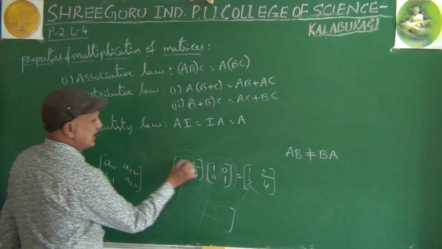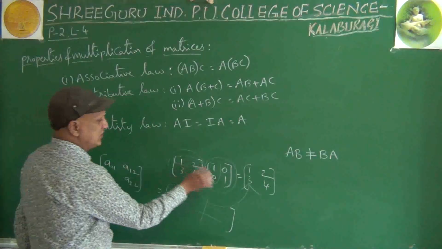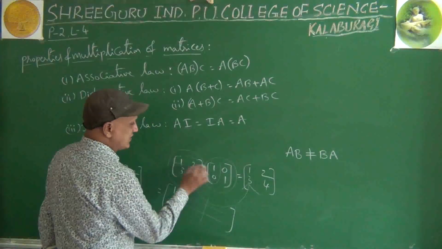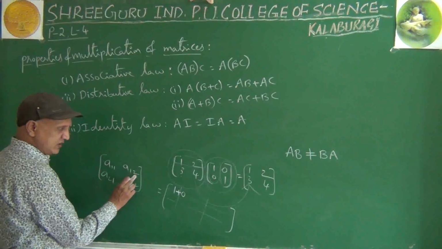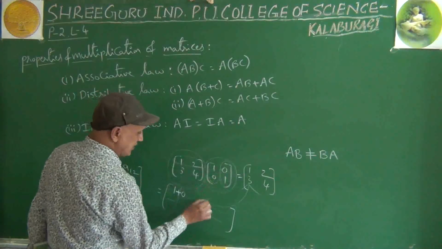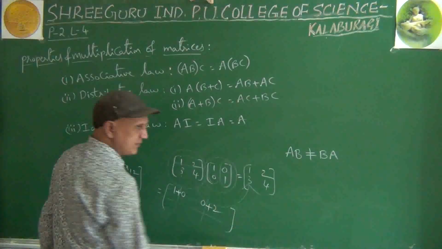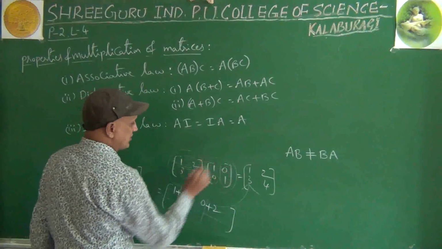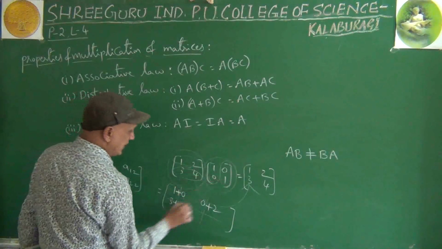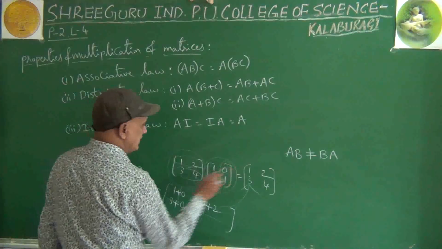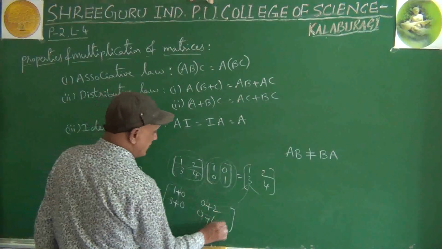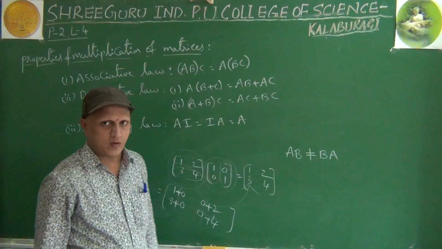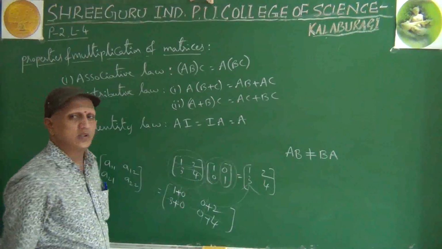column, multiply 1 into 1, 1 plus 2 into 0, right? Here, first row, second column: 1 into 0, 0 plus 2 into 1. Here, second row, first column: 3 ones are 3, 4 into 0, 0. Second row, second column: 3 into 0, 0, 4 into 1, 4. At the time of solving problems, I solve a bit slowly. Okay. So the same answer we get: 1, 2, 3, 4.